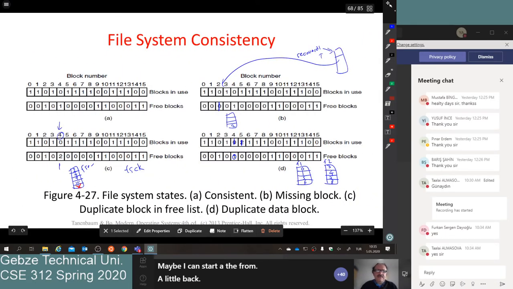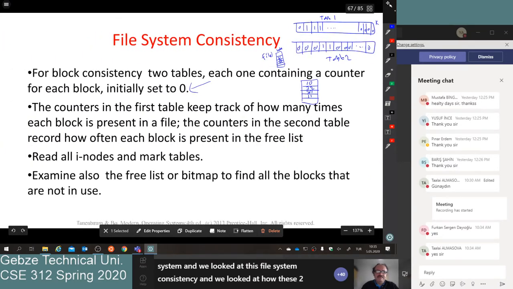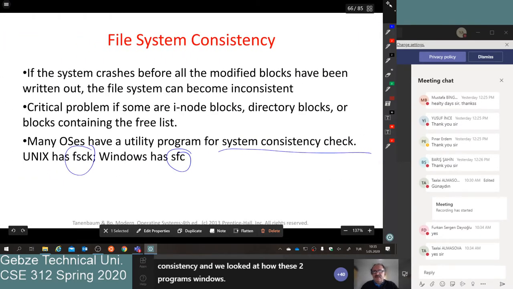We said that we are optimizing our file system, and we looked at file system consistency, and we looked at how these two programs, Windows file system check and Unix file system check, work. These are the two things that we have looked at.